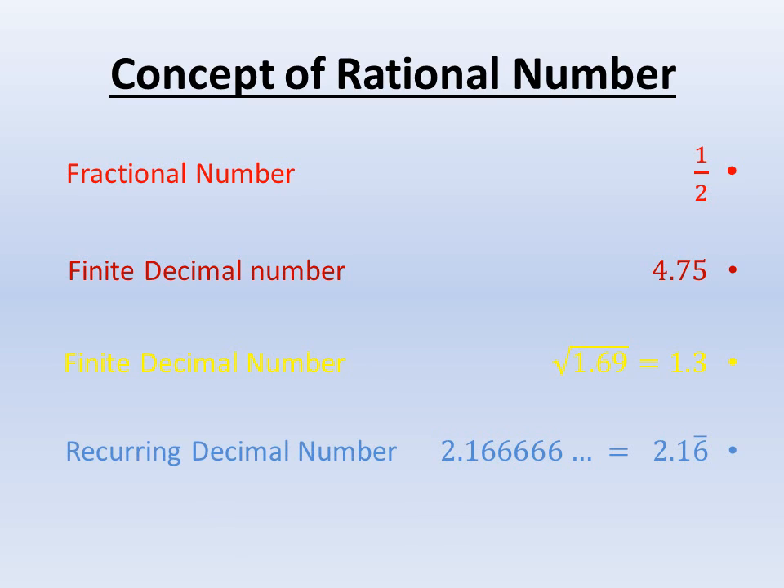And finally, the recurring decimal number. This example, 2.166666, is a recurring decimal number because we can write it as 2.16 and put a line over 6, so it is a recurring decimal number, and this kind of number is also called a rational number.